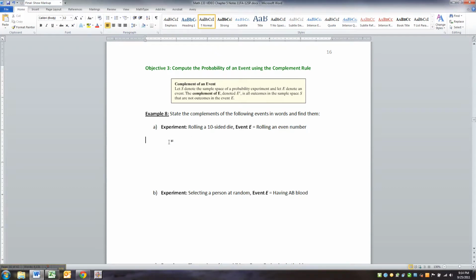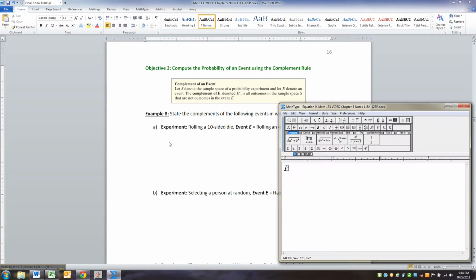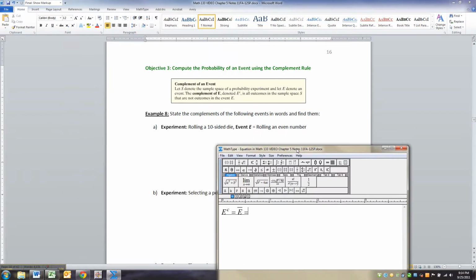So for example, if event E is rolling an even number, you could say E complement. That's the way this book writes it. Or you could say E and put a bar over its head. Or you could say not E, whichever. So if E is rolling an even number, the complement is not rolling an even number.